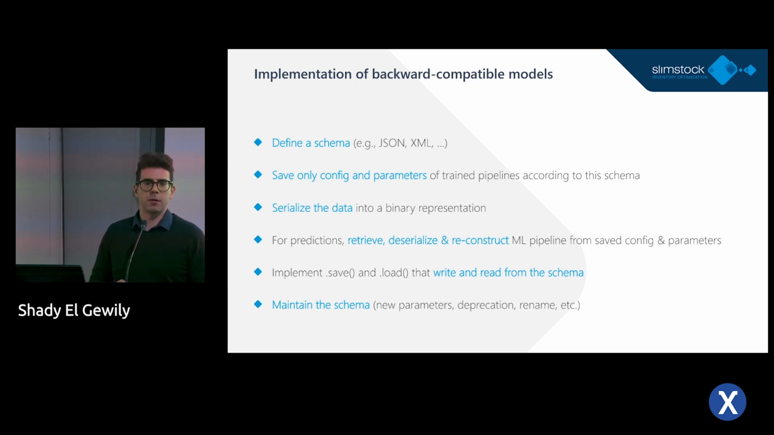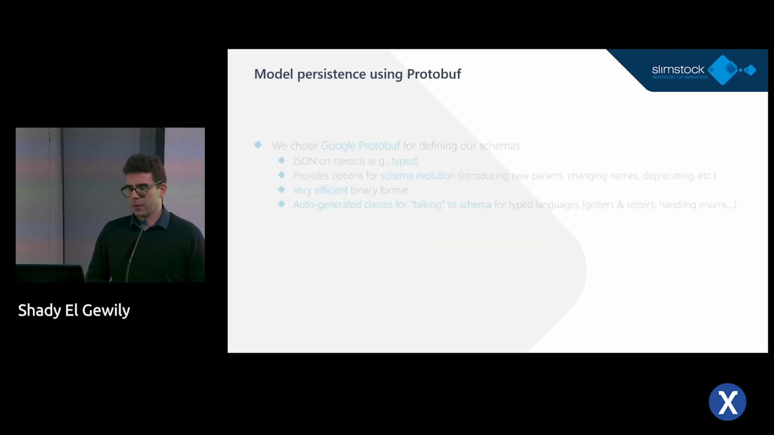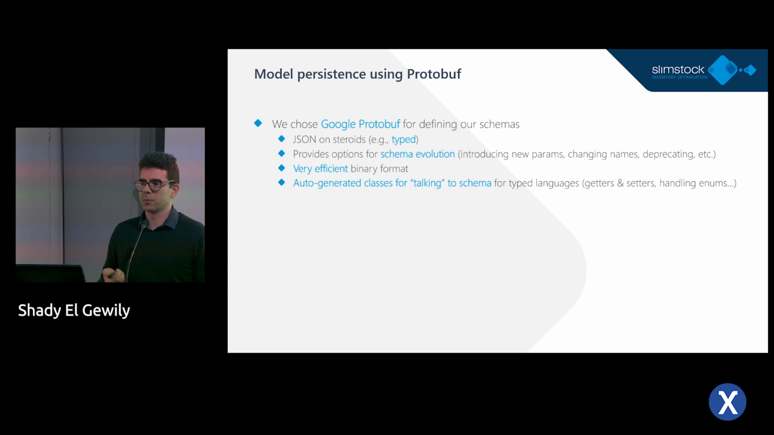And it would be great if you can rename parameters or change the schema in a backward compatible way. For that reason, we used something called Google Protobuf. It's basically what I like to call JSON on steroids, because, for instance, it's typed. That helps in Java because it allows you to auto-generate code for getters and setters for the schema. But it also provides backward compatibility. That means you can change the parameter names, you can introduce new parameters, you can specify default values for new parameters, and you can deprecate parameters.